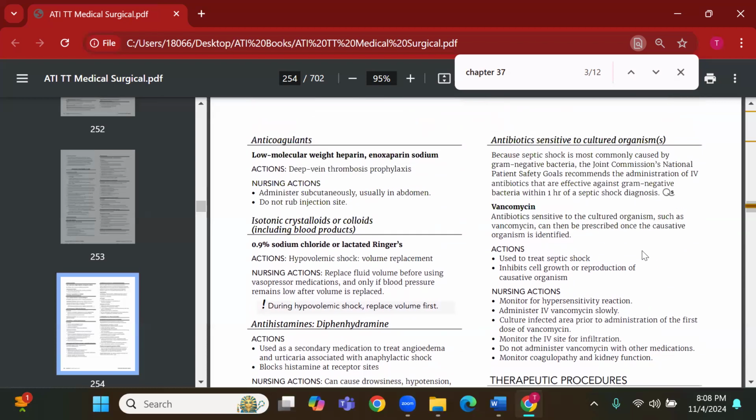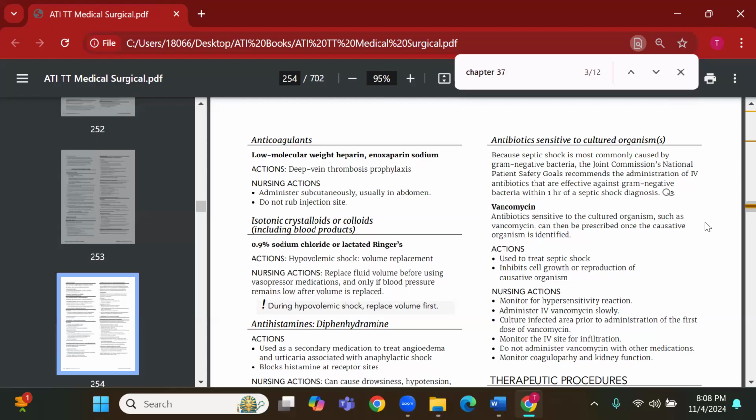And then what if, okay, so this could show up. What if, and it says, because septic shock is most commonly caused by gram-negative bacteria, the Joint Commission's National Patient Safety Goals recommends the administration of IV antibiotics that are effective against gram-negative bacteria within 1 hour of septic shock diagnosis. I think I would remember that, even though I didn't see vancomycin listed as a drug.